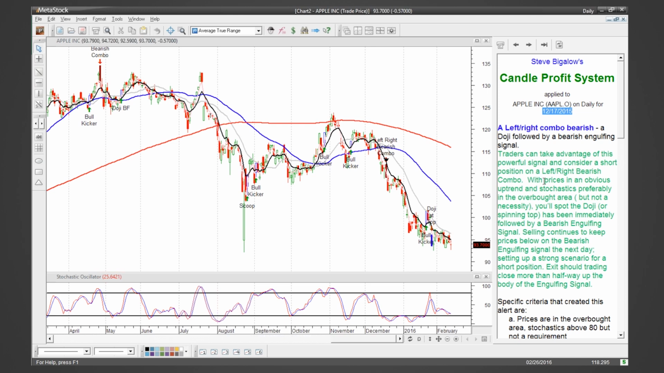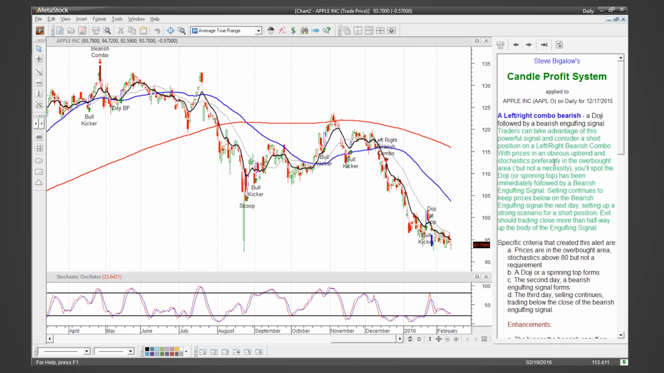With prices in an obvious, oops, it updated a little bit, uptrend, the stochastics preferably overbought, so it's telling you what to look for. You want to see prices in an obvious uptrend. You want to see stochastics preferably in the overbought area, but it's not necessarily. You'll spot the doji or spinning top immediately followed by a bearish engulfing signal. Selling continues to keep prices below the bearish engulfing signal on the next day, setting up a strong scenario for a short position. You should look to exit trading if there's a close more than halfway up the body of this engulfing signal.